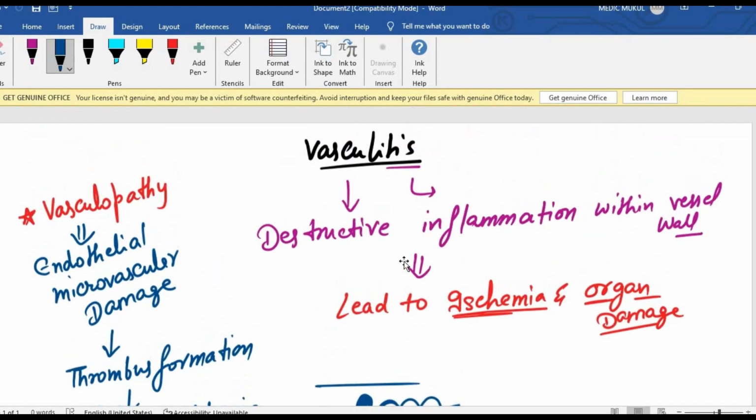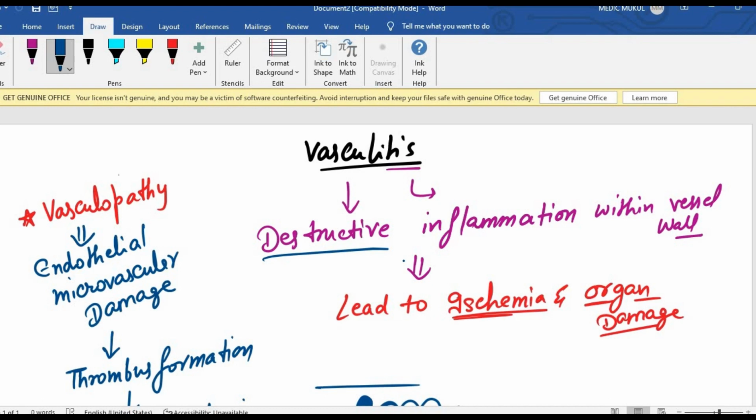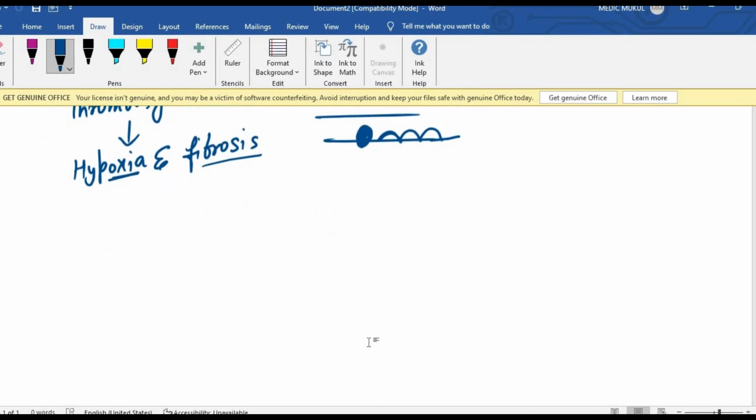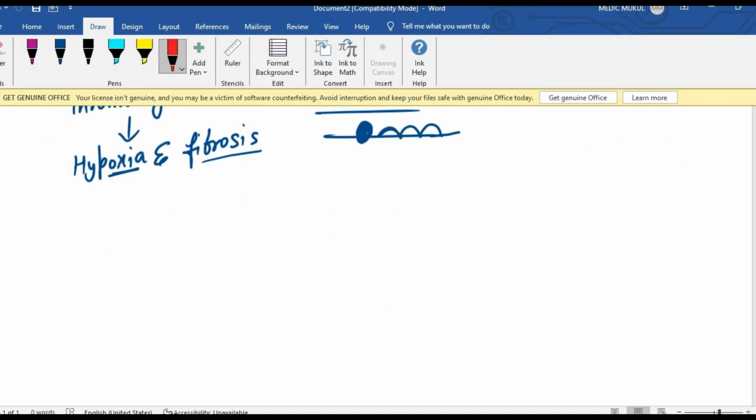Vasculopathy involves minimal inflammation, but vasculitis involves destructive inflammation. You need to remember these things. An example of vasculopathy is scleroderma, which we studied yesterday, and I will put the video up today. So remember, scleroderma is an example of vasculopathy.